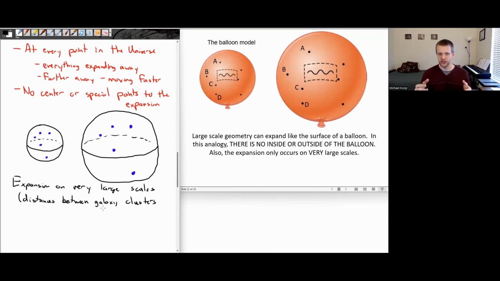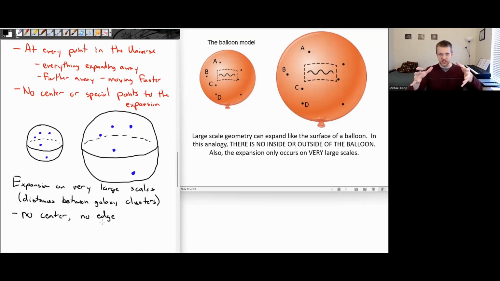In this balloon analogy, there is no inside or outside of the balloon. The universe is just the surface of this balloon. So if we're looking just on the surface, there is no center to the expansion. There's no point on the balloon that we're saying is the center of the expansion. It's just the entire balloon inflating. All of those galaxies are moving away from each other. So there's no center, no edge to this expansion.